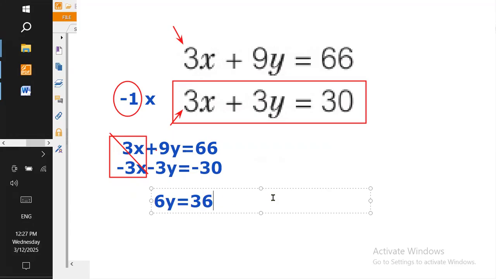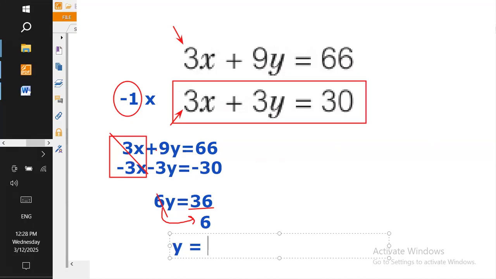Now, I find the value of y by making y the subject. The 6 is multiplied. It means I have to take it by division. So the 6 will be here. And because I took it to the other side, I can remove it from here. So the y will equal 36 divided by 6, which equals 6. And this is how you find the y.